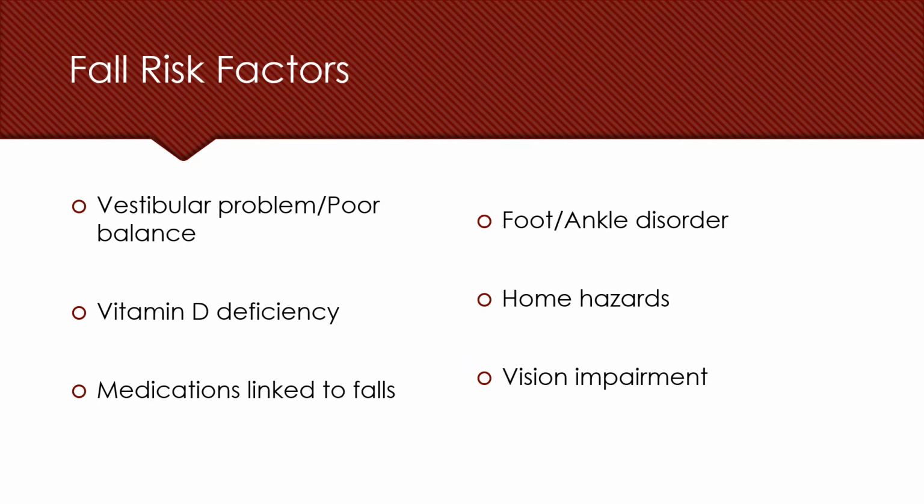So in this next slide, I'm going to discuss all of the main fall risk factors. Now, of course, there are probably dozens of fall risk factors you could think of. So I'm just going to go over the main ones that are focused in the study approach. Again, these can be expanded on, but here are the main 6 factors that we discuss in study. So the first is a vestibular problem or poor balance.